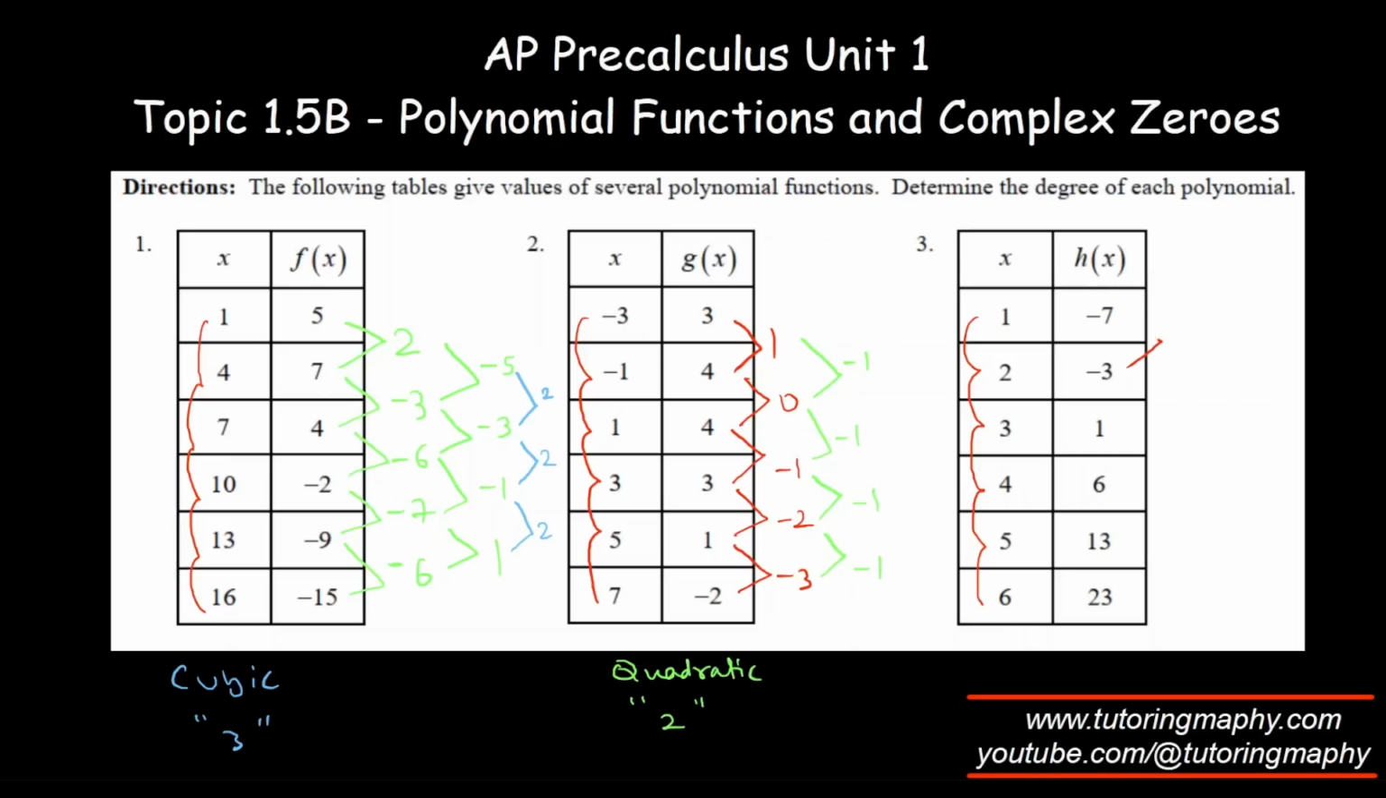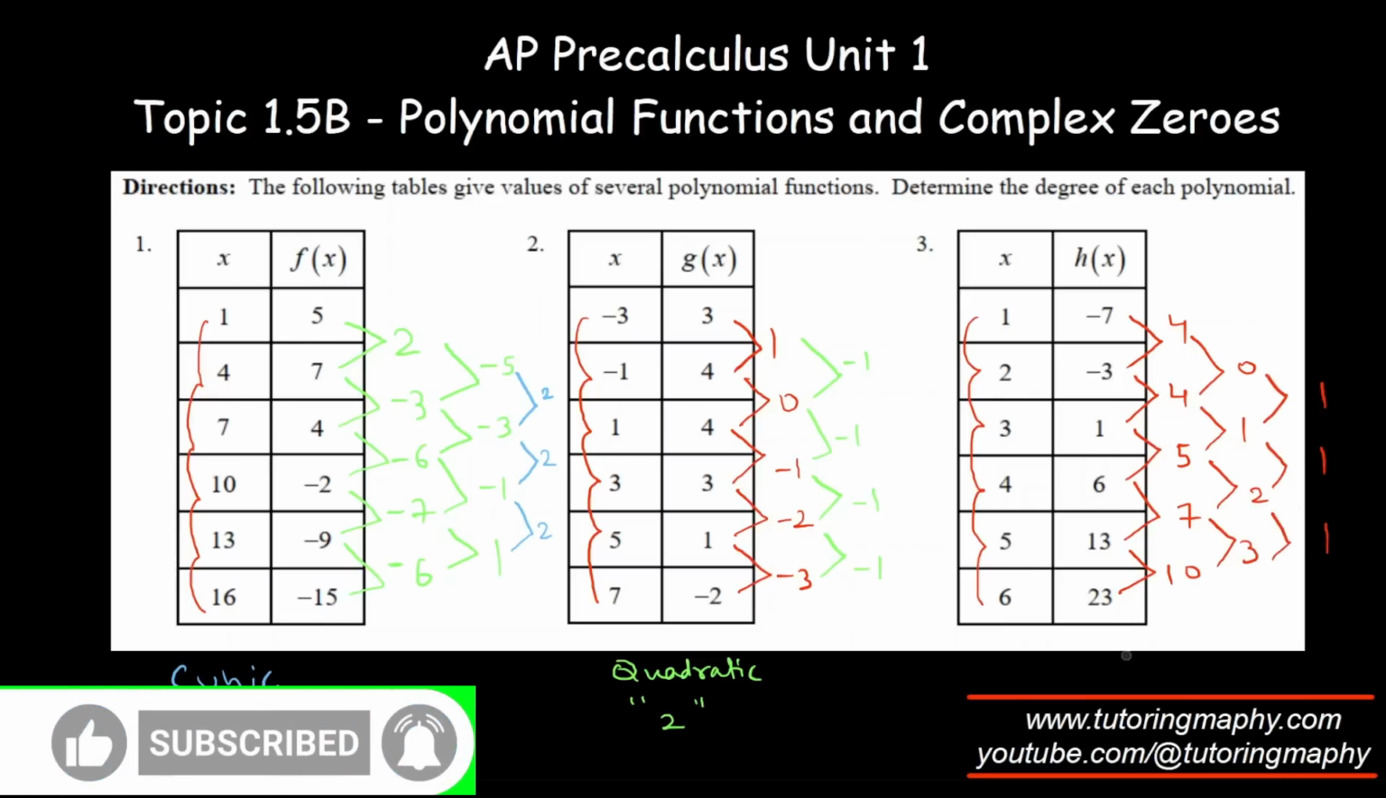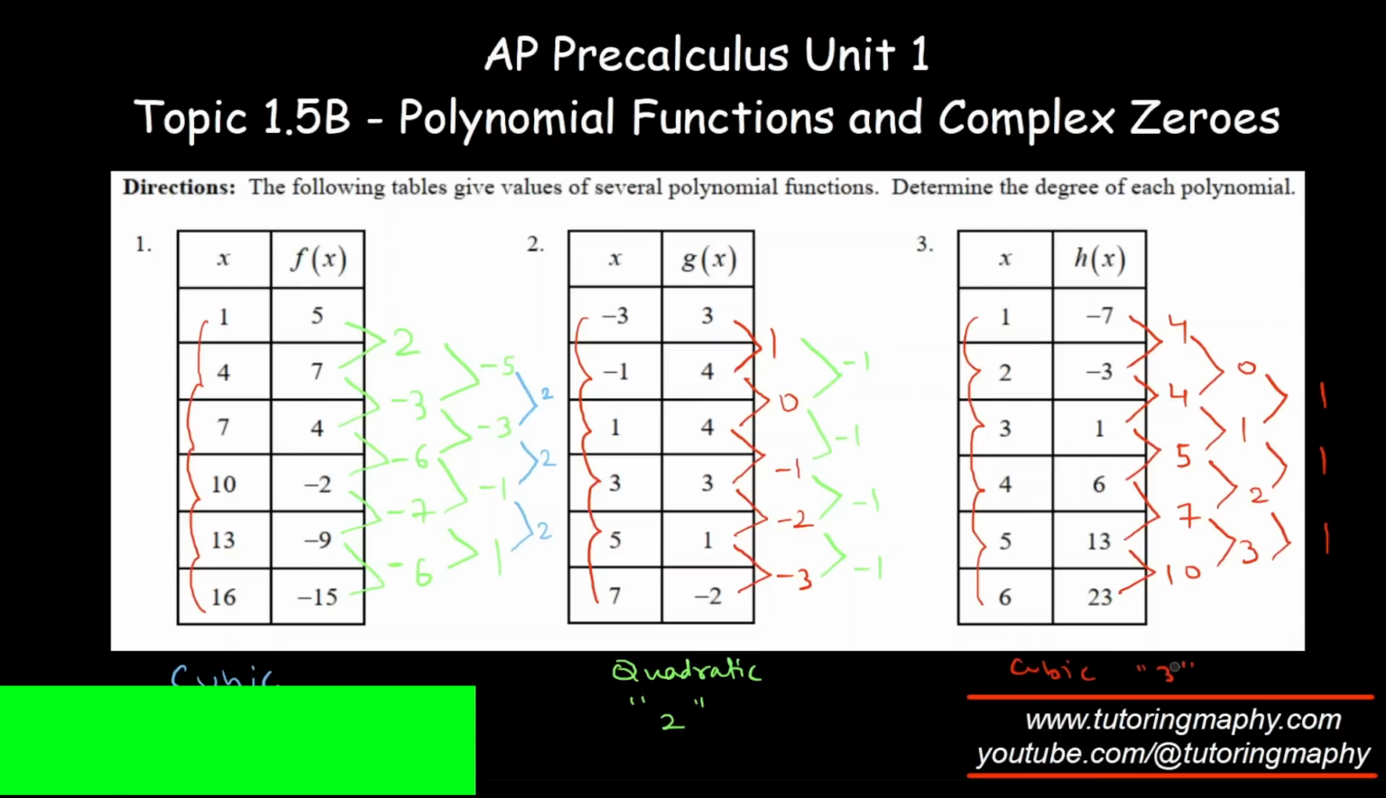Finally, negative 3 minus minus 7 is 4. 1 minus minus 3 is 4. 6 minus 1 is 5. 13 minus 6 is 7, right? Yeah, okay. 23 minus 13 is 10. 4 minus 4 is 0. 5 minus 4 is 1. 7 minus 5 is 2, sorry. 10 minus 7 is 3. 1 minus 0 is 1, 2 minus 1 is 1, 3 minus 2 is 1. So yes, this is also a cubic polynomial with a degree of 3.